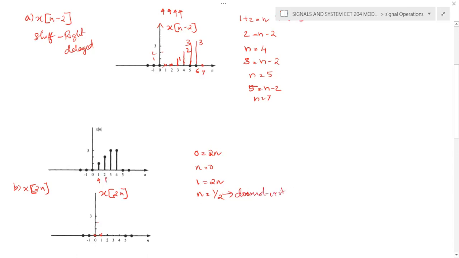Next we will try index value 2. 2 will be converted to 2n, so n becomes 1. So the value at 2 is 2. So that 2 will be transferred to index value n equal to 1. So here you can mark 2.